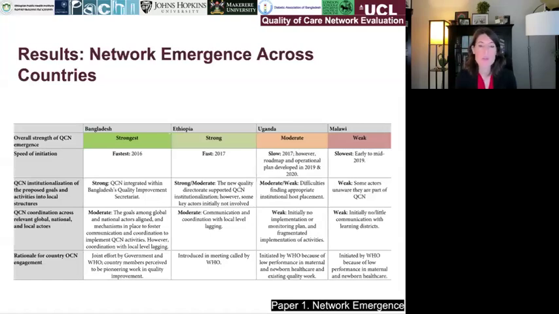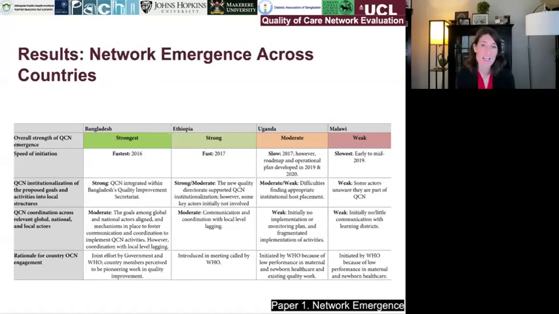Okay, great. So what did we find? Well, despite involvement of many of the same actors across the 4 countries, the quality and speed of QCN's emergence, again, varied across the 4 countries. We saw QCN emerging most quickly and robustly in Bangladesh, followed by Ethiopia, then Uganda, and slowest with least institutionalization in Malawi. And in Bangladesh, and to some extent Ethiopia, we saw QCN structures were established more quickly. So in Bangladesh in 2016, 2017 in Ethiopia, with in-country institutionalization of QCN's goals and activities, and communication and coordination of actors across the global, national, and to some extent local levels was evident.